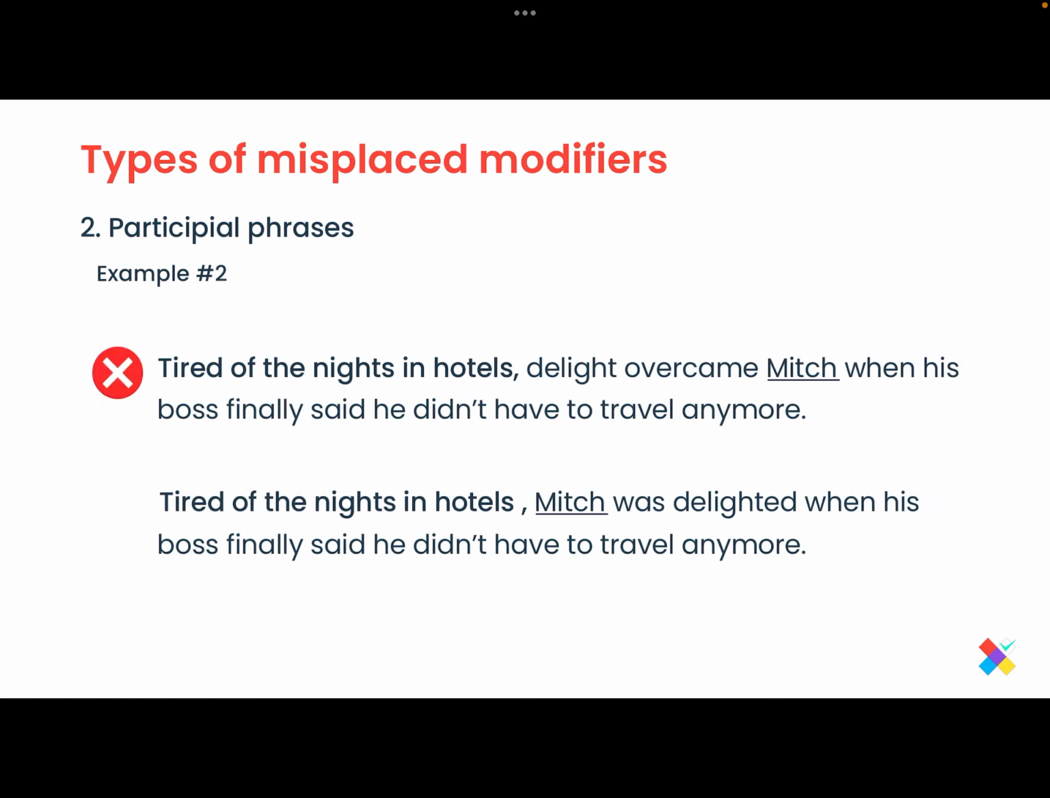Well, the phrase tired of all the nights in hotels is modifying the noun delight. And unfortunately, delight can't be tired because delight isn't a person. Instead, it's more likely that Mitch is tired. So we can correct the sentence by moving the proper subject next to the modifier. And voila. All right. Here's another one.